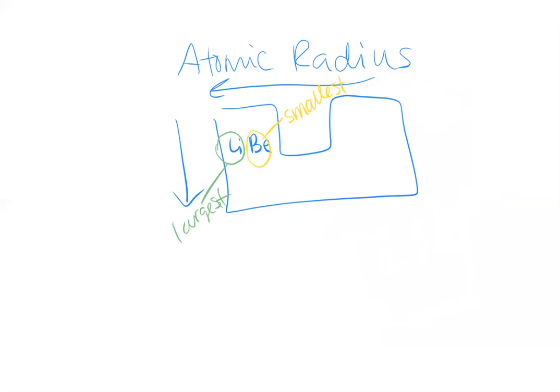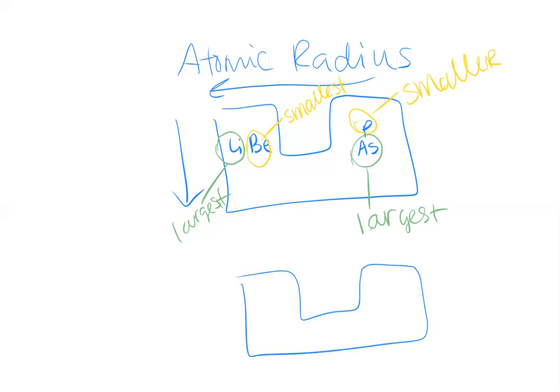Let's look at phosphorus and arsenic, same examples. Same thing again, so in this case, arsenic is going to be larger. Phosphorus is going to be smaller. Okay, and let's look at those cesium and fluorine here again. This time, fluorine is going to be smaller.